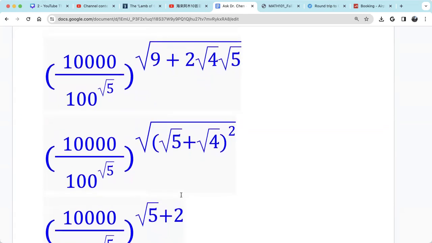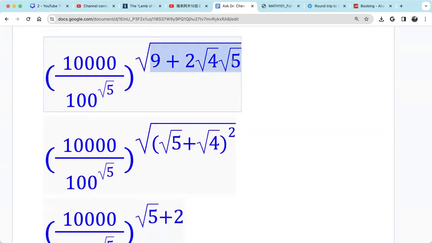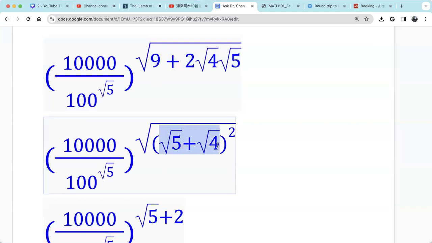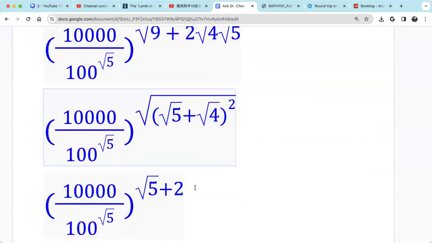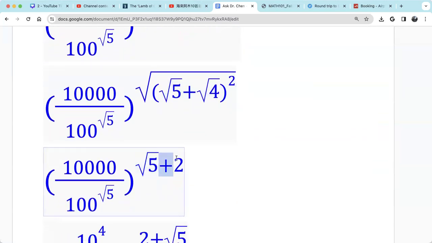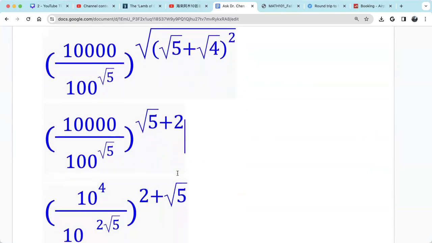So you see here, 4 radical 5, we can write 2 times 2, where this 2 is the square root of 4. So now square root of 4 squared is 4, square root of 5 squared is 5. 4 plus 5 gives us this 9. That means we can write it as a perfect square, then the square root and square cancel each other. So the exponent becomes radical 5 plus 2, or 2 plus radical 5.